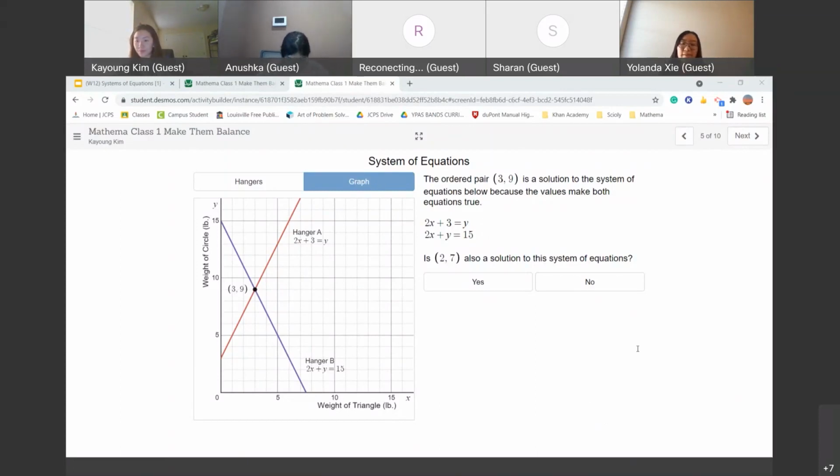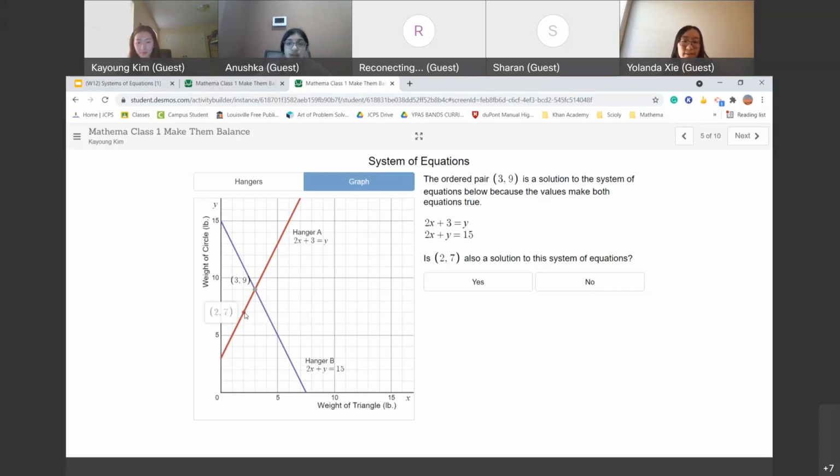All right, anyone have any ideas? 2 comma 7. So that'd be right here. Yep. So you can see that 2 comma 7 is on the red line. Yeah, good. Someone says no, so that would be exactly right. Good job. 2 comma 7 is not a solution to the system of equations.